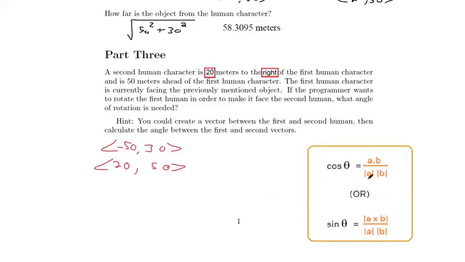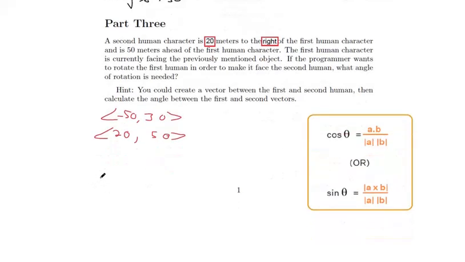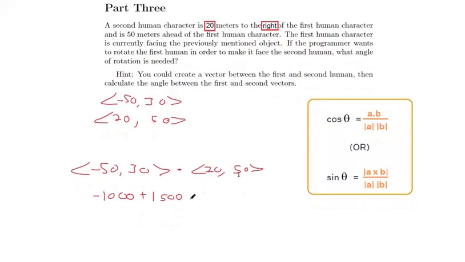You could use either one of these formulas. I'm going to use this one because the dot product is usually a little bit more straightforward for students. If you want to find the dot product between these two vectors, what you do is you multiply the corresponding components. So negative 50 times 20 is negative 1,000. And then you add that to the product of the other components. So 30 times 50 is 1,500. Wait, no, I got that wrong. Negative 1,000. Yeah, okay. I got it the second time. That's the dot product. That's all you have to do for the dot product.